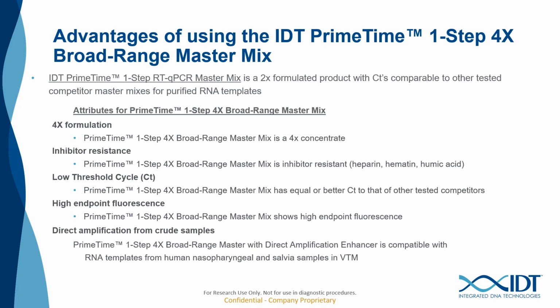Today, we are introducing our new PrimeTime One-Step 4X Broad Range Master Mix. The primary goal attributes attained for this product are as follows. 1. 4X formulation. The new master mix is a 4X concentrate to allow for flexibility in sample loading. 2. Inhibitor resistance. The new master mix is inhibitor resistant and can handle high concentrations of known qPCR inhibitors such as heparin, hematin, and humic acid. 3. Low threshold cycle. The new master mix has equal or better CT to that of all other leading competitor one-step master mixes.